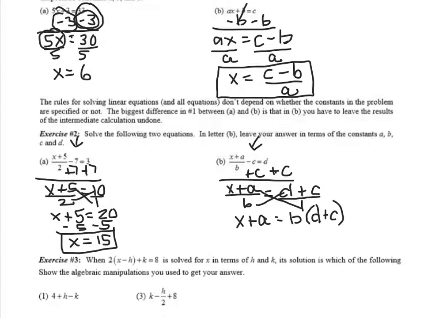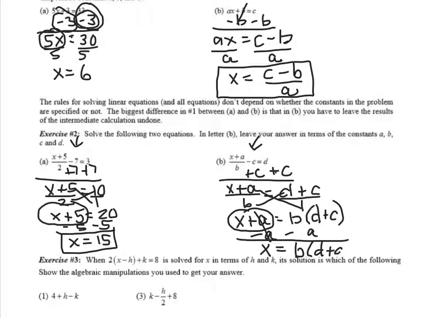So we almost have the x by itself here, just like we almost had x by itself here. To get x finally by itself, we subtracted 5 from both sides. So to get x finally by itself over here, we're going to subtract a from both sides. You end up with x equal to b times d plus c, minus a. There's your expression. It's also your solution to this literal equation.